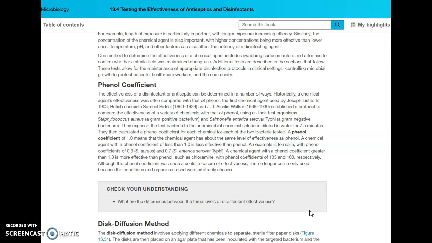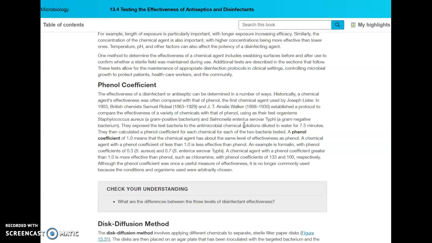Okay. Two British chemists, Riedel and Walker, actually established the protocol to be able to compare chemicals to that of phenol. And you see that they used two different organisms. They used Staph aureus as their gram-positive, and then Salmonella enterica serovar Typhi, which is the causative agent of typhoid fever, as their gram-negative bacterium.